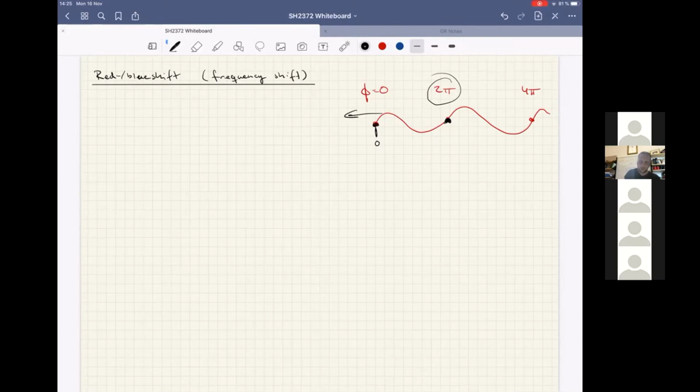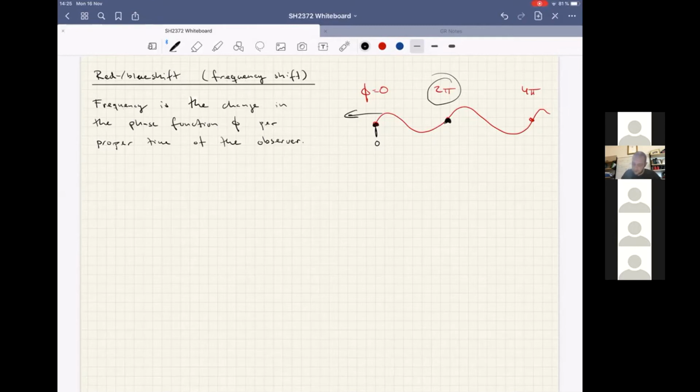So another way of saying it is that the frequency is the change in the phase function phi per proper time of the observer. And now generally this phase function is going to be a function of space-time.